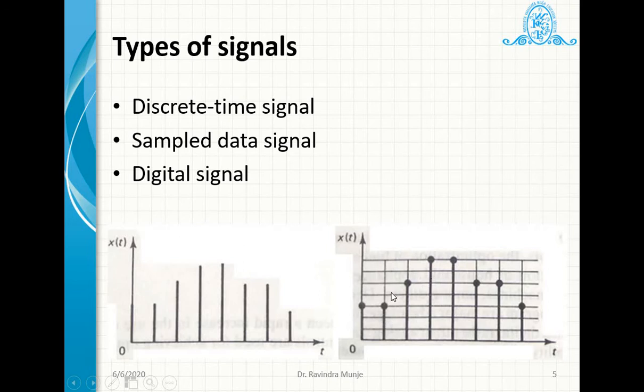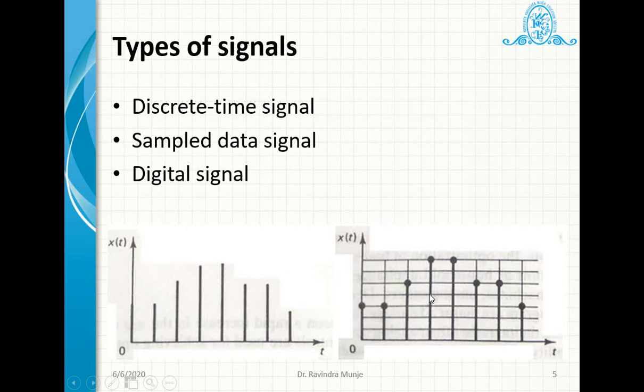The process of representing a variable by a set of distinct values is called quantization. And after that, these quantized values are converted into digital signals. Digital signal means they are represented in the form of bits. So a digital signal is a discrete time signal with a quantized amplitude. These are the quantized amplitudes, right?